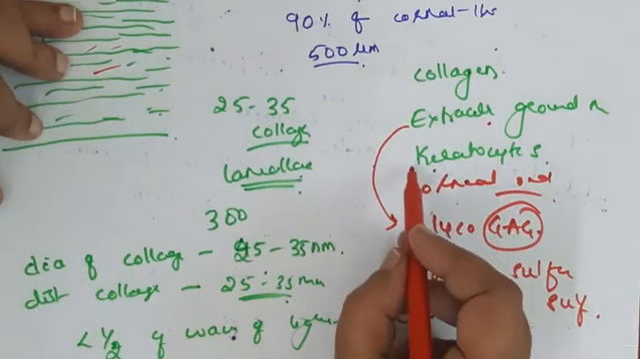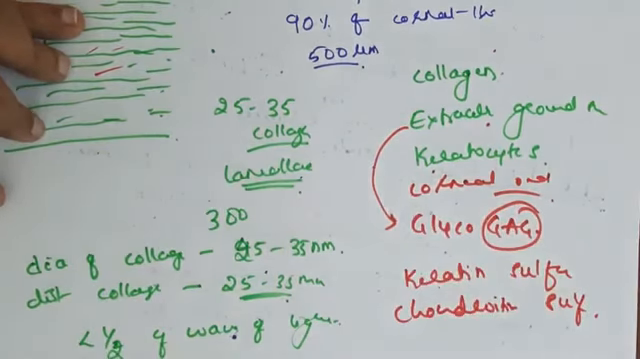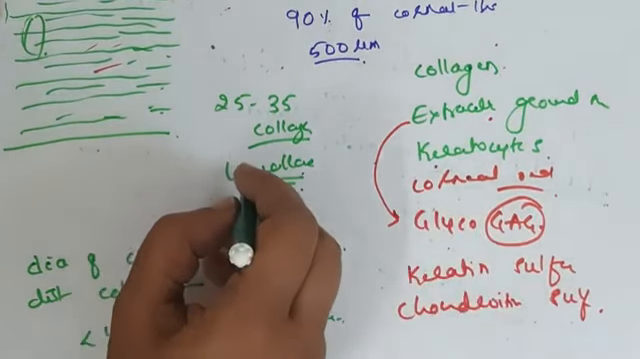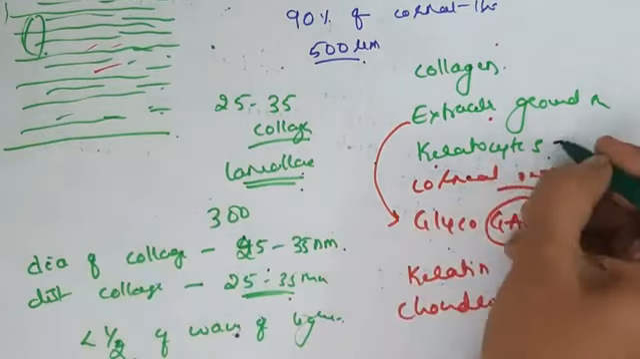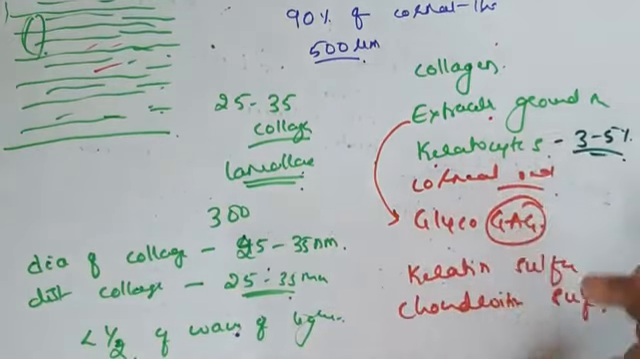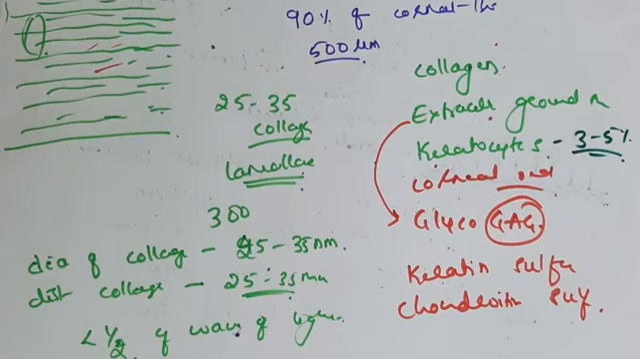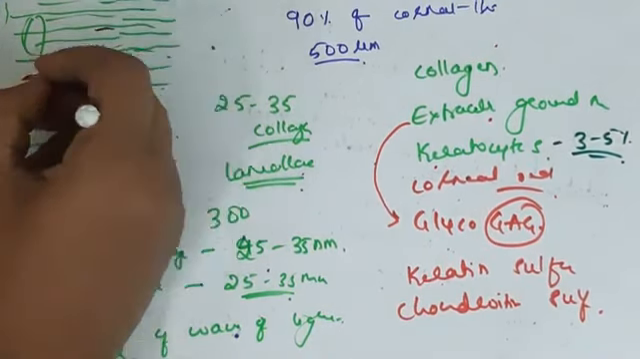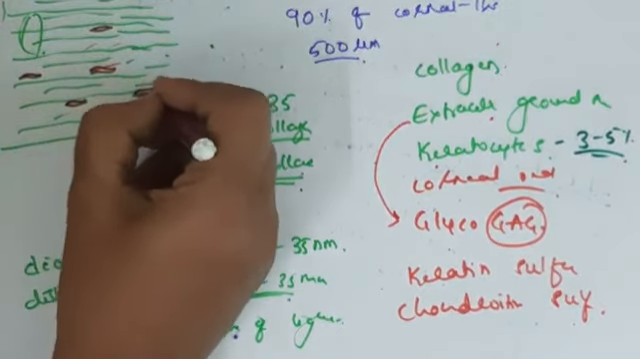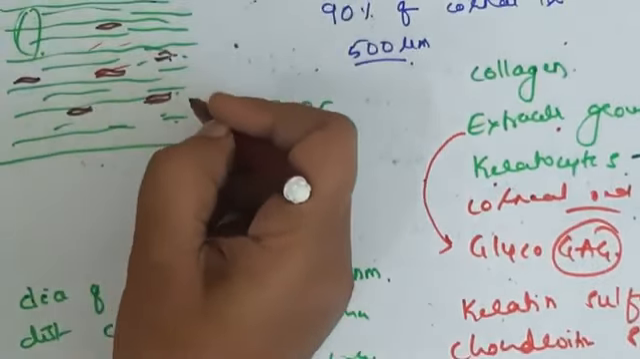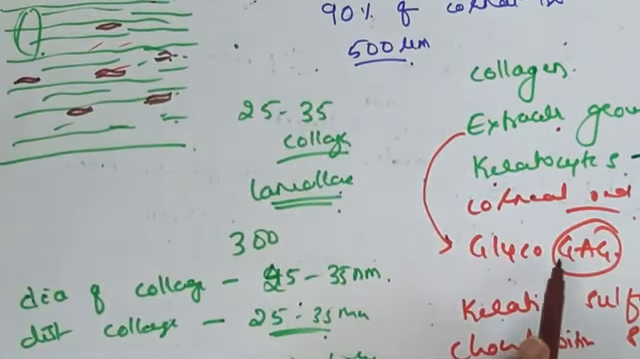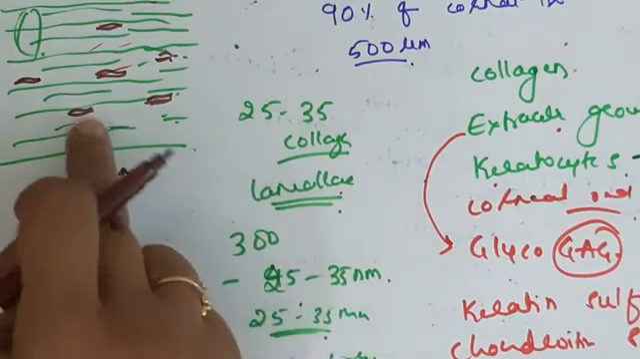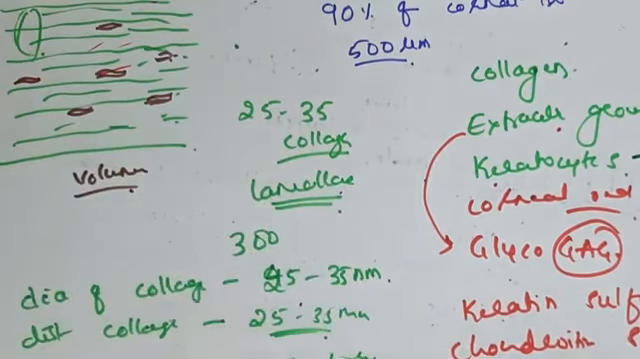The third important component is the keratocytes or the cells of this stroma. These keratocytes are the major cells in the stroma which contribute around 3 to 5% of the dry weight of the cornea. So how are these keratocytes arranged? These are scattered in the stroma here and there. These are spindle shaped cells which are scattered in the stroma. Okay. These keratocytes synthesize the collagen and the extracellular matrix, thereby maintaining the volume of the stroma. So this is the function of keratocytes. Clear? This is about the stroma.